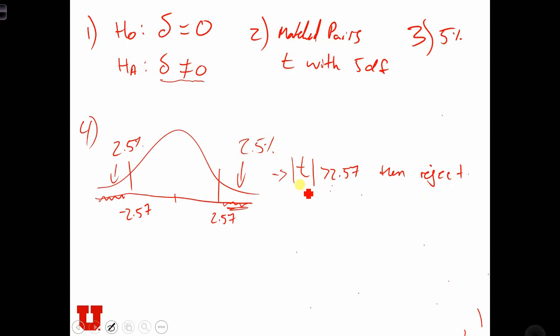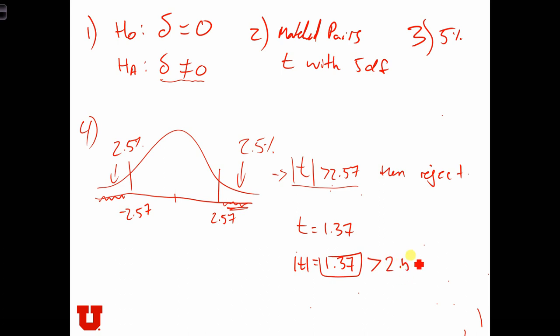All right, let's go back and try to use our rejection rule. T equals 1.37, and absolute value T equals 1.37. Is 1.37 greater than 2.57? No. 1.37 is less than 2.57, so we're in this range over here, and therefore, in step 6, we accept the null. Well, really, it's more appropriate to say fail to reject the null.